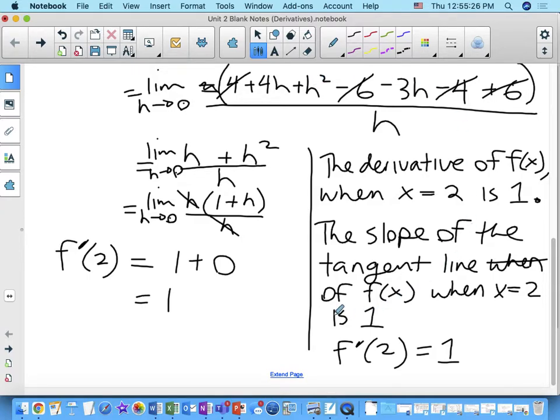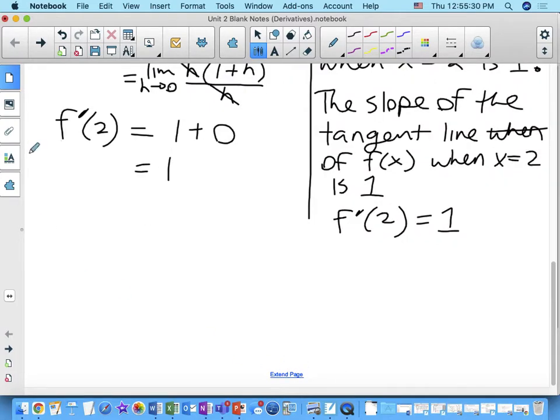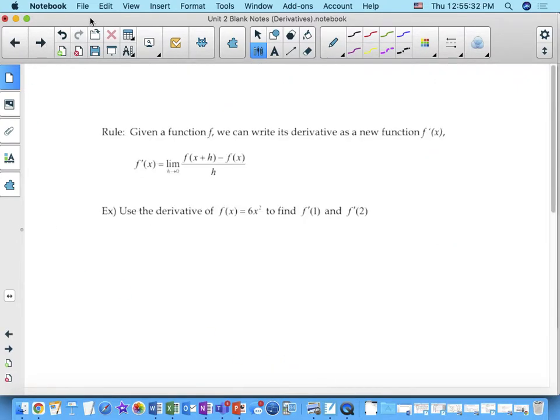Instead of talking about just the slope of a tangent line, we're going to call that the derivative of the function. Now, it's kind of annoying to have to do that for every single a value. Every time we get a different a value, we have to do that same process over and over and over again.